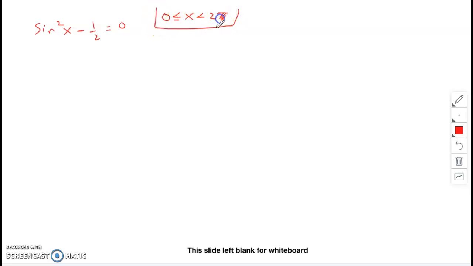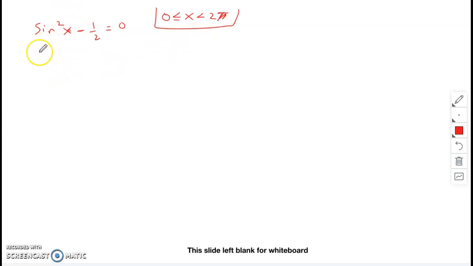So we're going to solve, let's get a pencil here. We're going to solve sine squared of x minus 1/2 equals 0. I've got to solve for the value of x, which is my angle, and the range for my angle is between 0 and 2 pi. That means my answer has to be in pi radians.